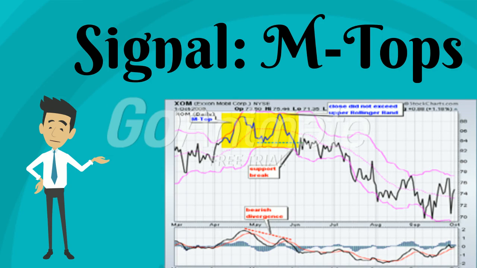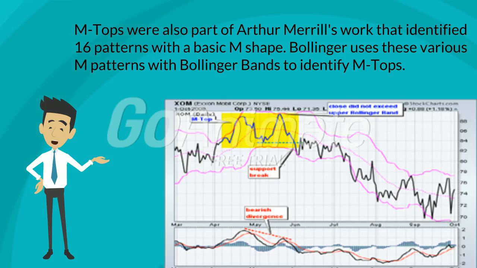Signal: M-tops. M-tops were also part of Arthur Merrill's work that identified 16 patterns with a basic M shape. Bollinger uses these various M patterns with Bollinger Bands to identify M-tops.